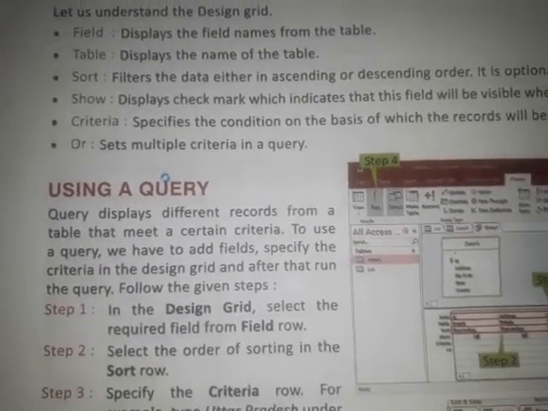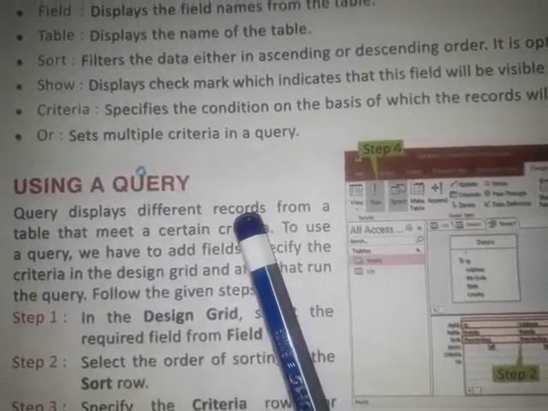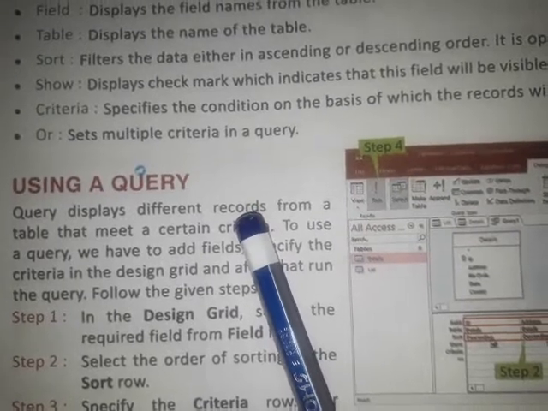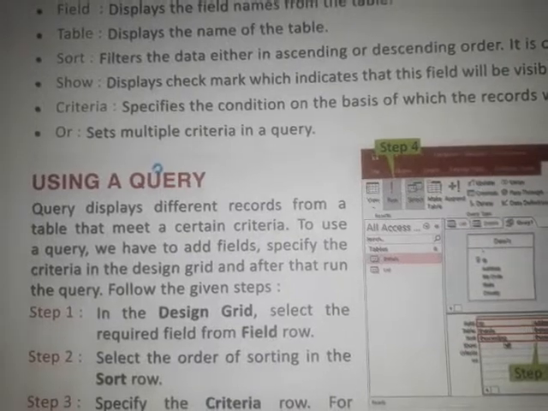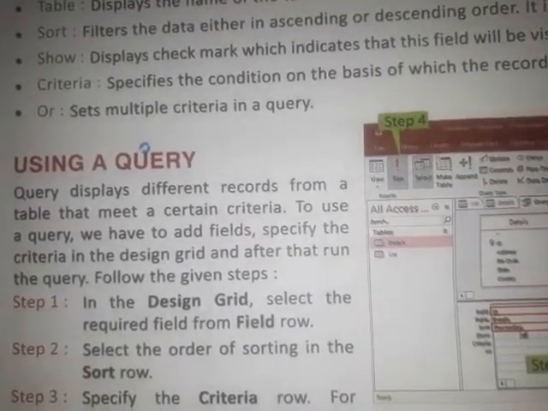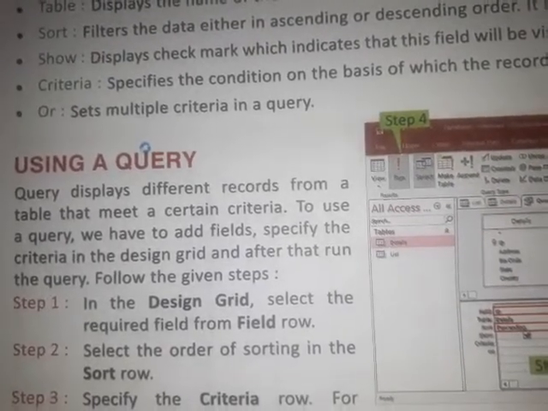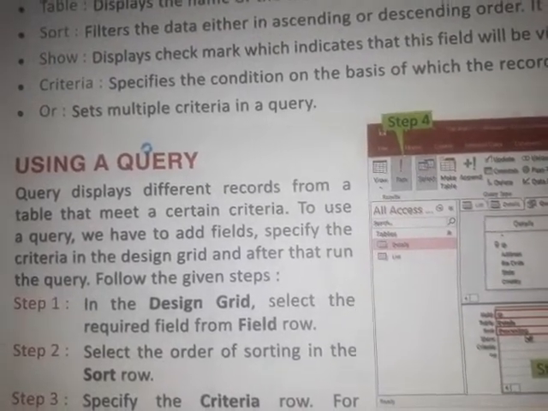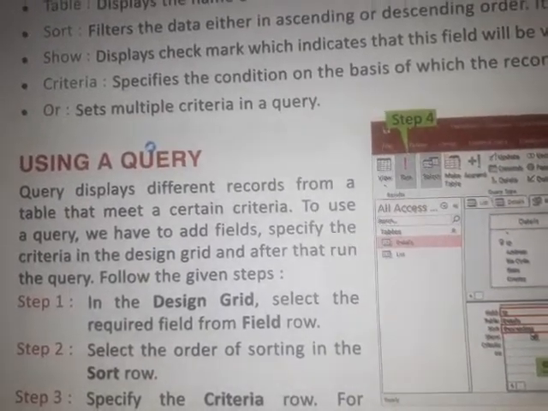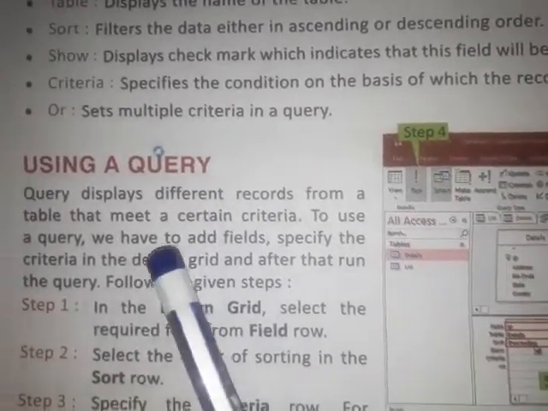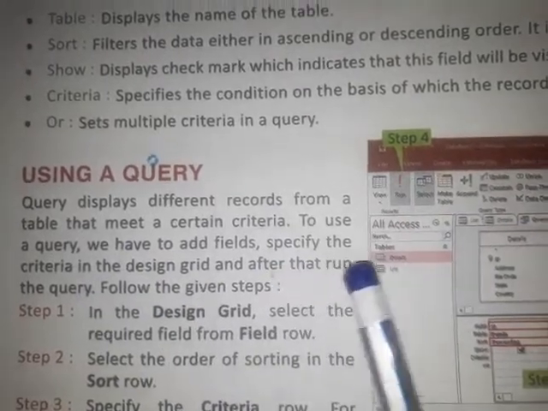Records means different rows from a table that meet a certain criteria. If you have chosen a table, and in this particular table there are several records, several records meaning several rows, then the query uses a type of criteria, meaning a type of filter condition, according to which not all the records of the table are displayed, but some filtered data will be displayed. We have to add fields, specify the criteria in the design grid, and after that run the query.